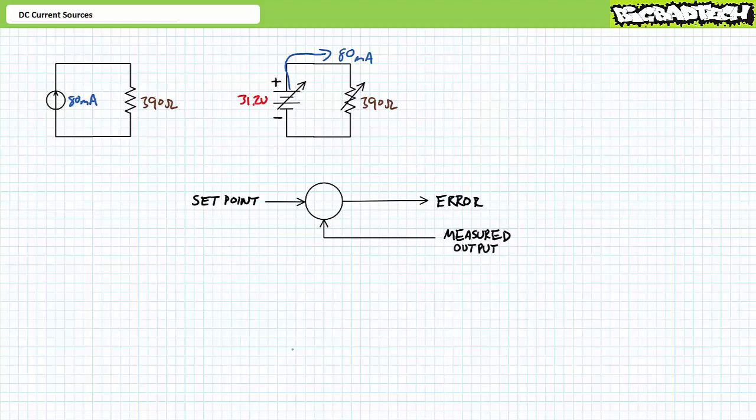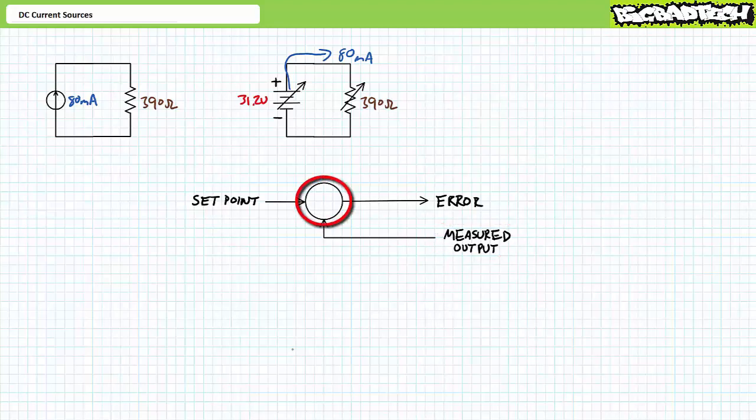A closed-loop controller requires two basic inputs. One, some desired set point established by an operator. In this case, output current, which an operator wants to maintain at 80 mA. Two, a means of monitoring the actual output of the system. In this case, an ammeter could be used to measure actual current produced by the source.